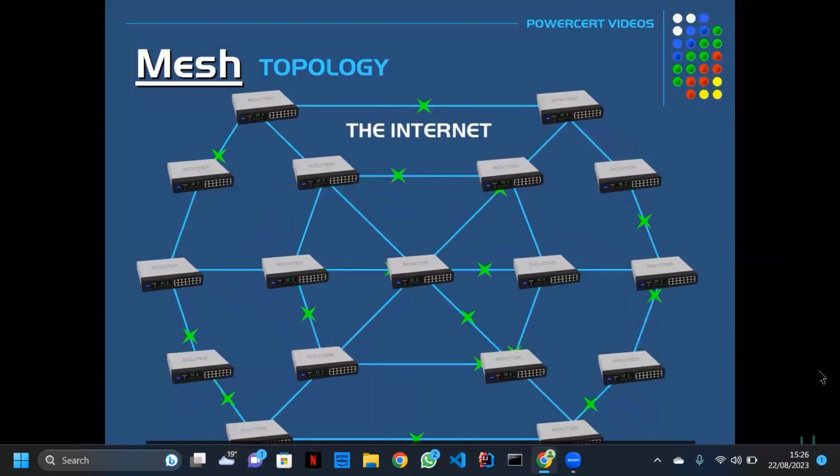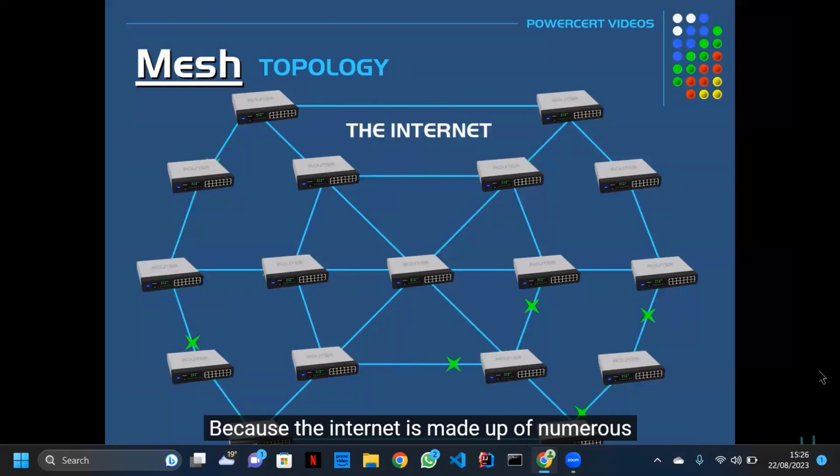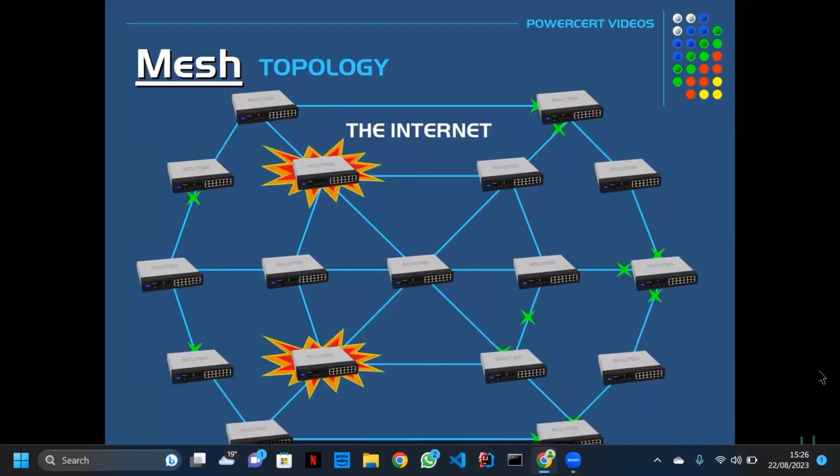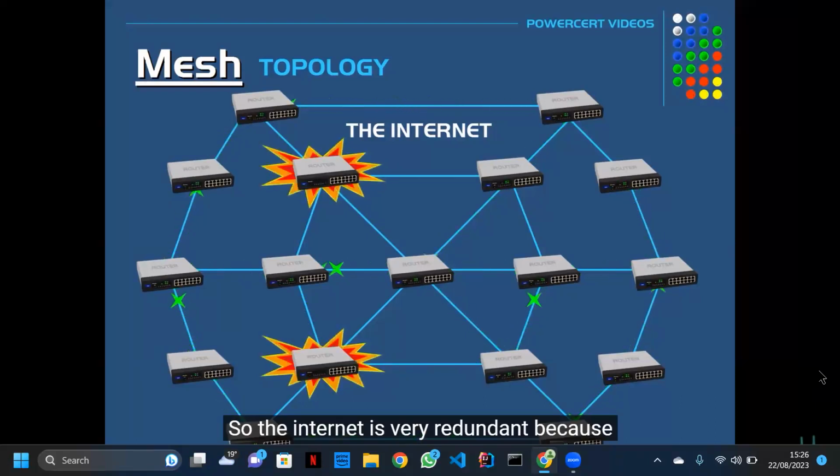In fact, the Internet is a good example of a mesh topology, because the Internet is made up of numerous routers all over the world that are connected to each other to route data to their intended destination. So even if a few routers go down, the data will get rerouted using a different path to ultimately reach their destination. So the Internet is very redundant because it's using a mesh topology.